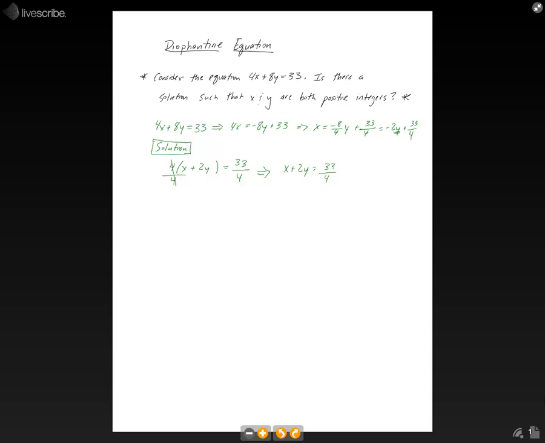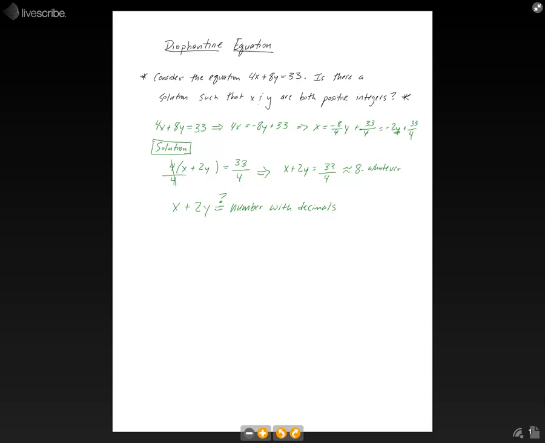Now, you know that 4 doesn't go into 33 evenly. It's going to give you something like 8 point whatever, a bunch of decimal places, right? So basically what this is saying is that if you had a positive integer x, any positive integer, and you added that to 2 times any positive integer y, is it possible that that could give you a number with a lot of decimal places? Or in other words, a non-whole number, a non-integer.